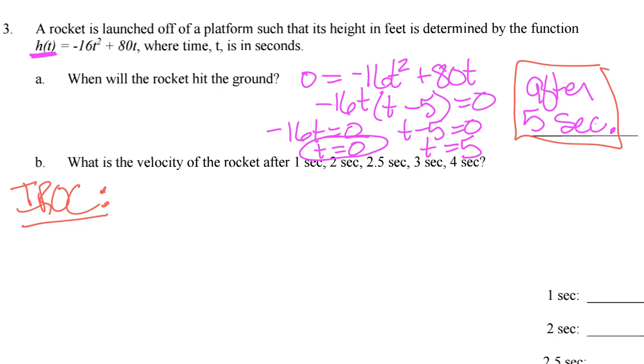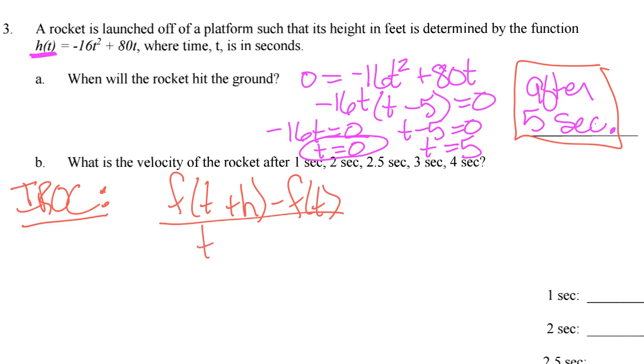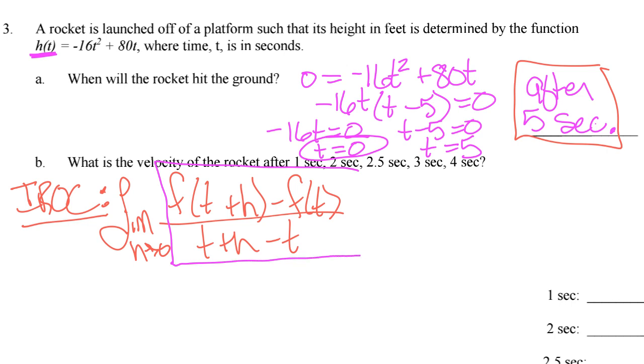So we are going to do f of t plus h minus f of t all over t plus h minus t. And when we're doing IROC, remember that we are going to find the limit of this as h approaches 0. So I'm kind of combining our steps. We're first going to do AROC, which is just this piece, and then we will find the limit.